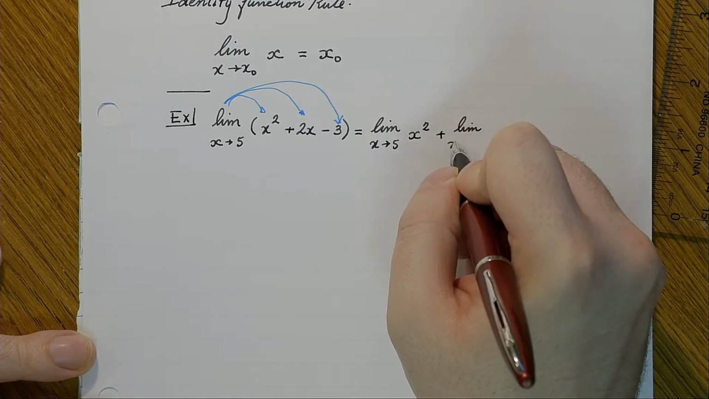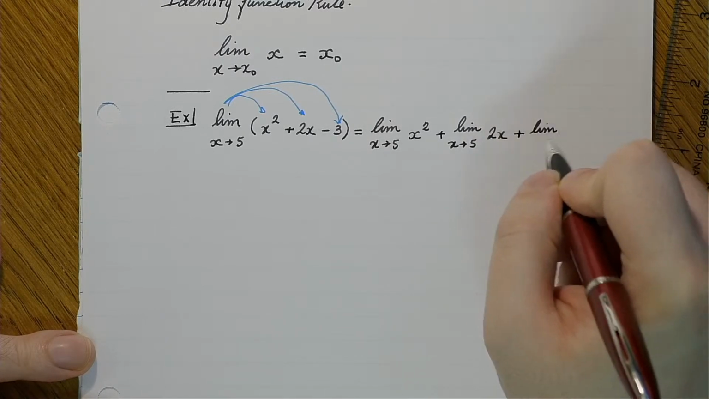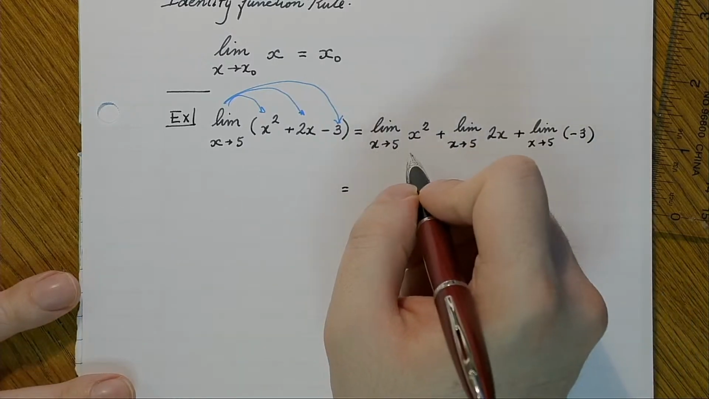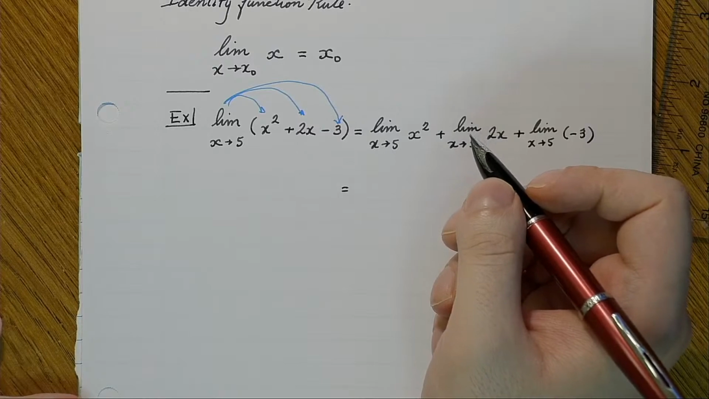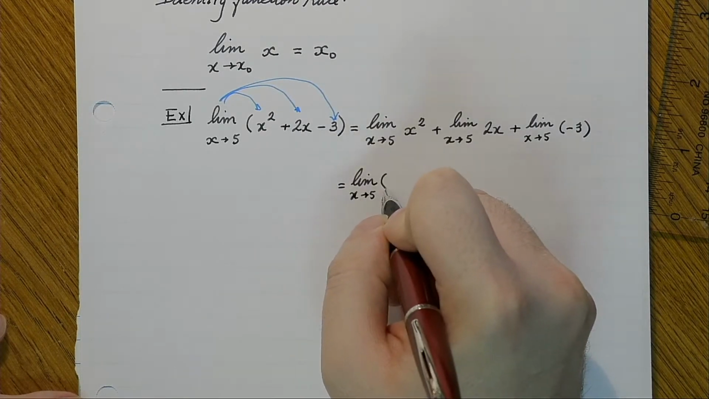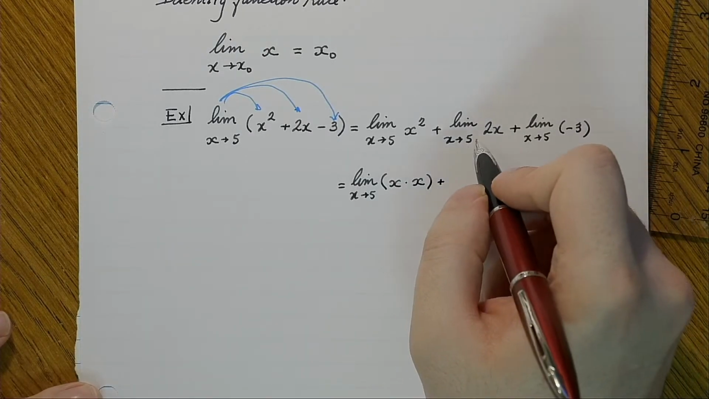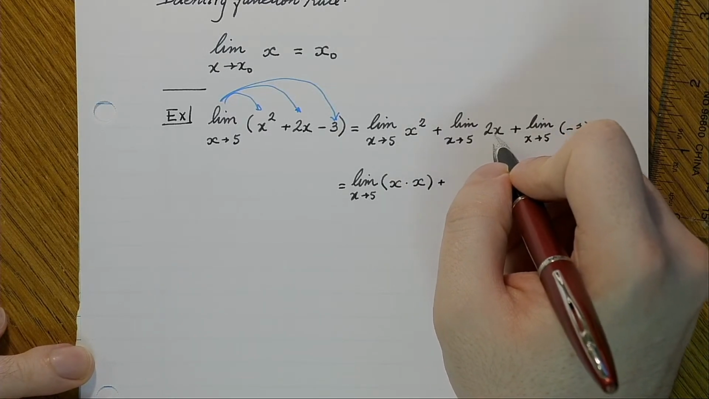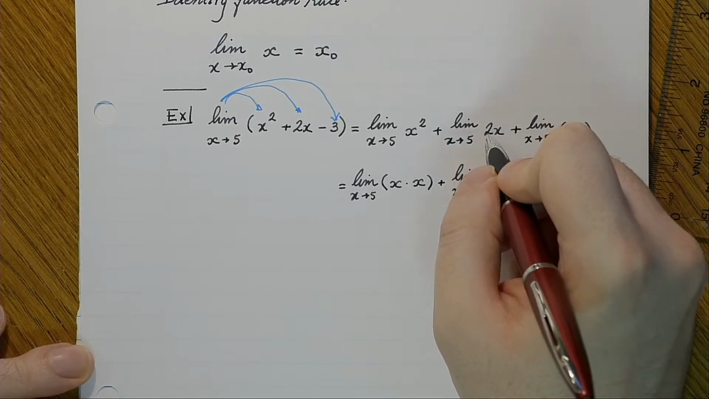Plus the limit as x goes to 5 of 2x, plus the limit as x goes to 5 of minus 3. Okay, so for this one, I don't have a rule that tells me explicitly how to handle this x squared. But I can rewrite that as the limit as x goes to 5 of x times x. The next thing that I can do, doing the same idea, is break that up into two terms. I can think of that as 2 times x. So I can apply the limit to each individual one times 2. And again, this is a product, so I got 2 times x.